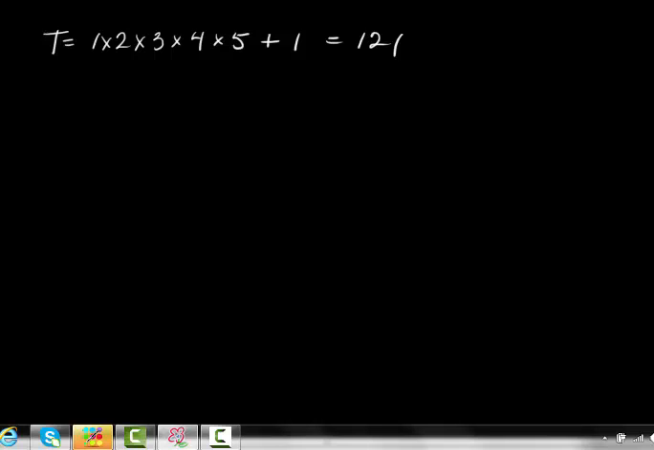Note here that t is 121. It's not divisible by 2, 3, 4, or 5 or any of their products, but notice that doesn't mean that t is prime. In fact, 121 is equal to 11 squared. So just because none of these factors divide t, it certainly does not mean that t is a prime number itself. And the same goes for all of the numbers that we build this way.